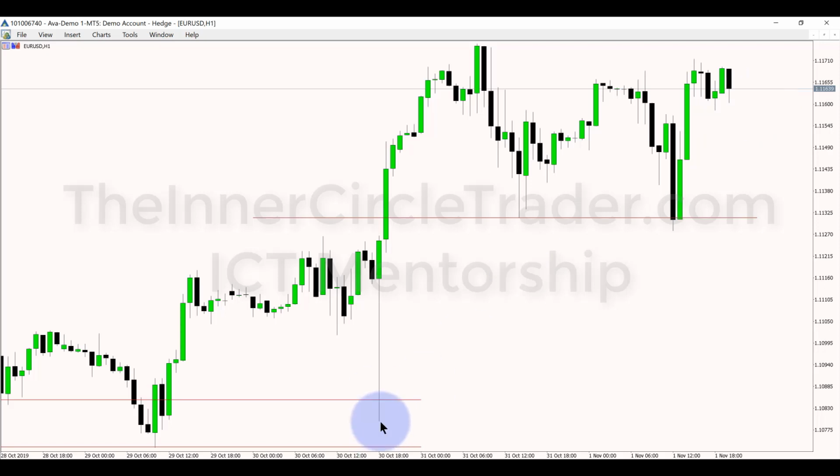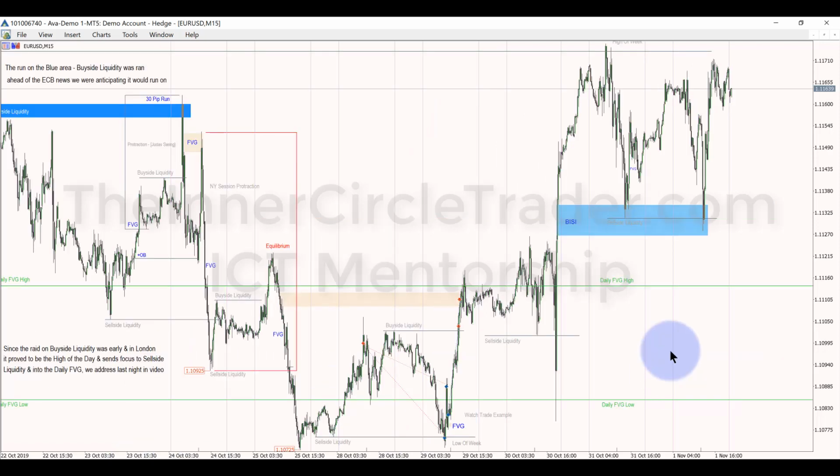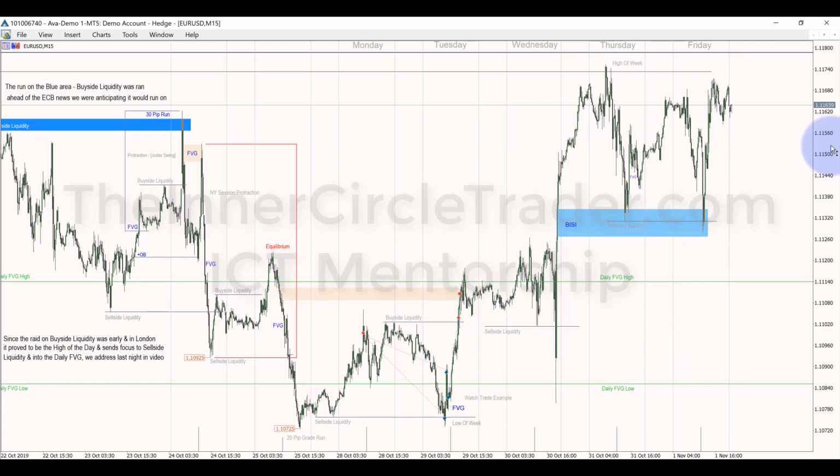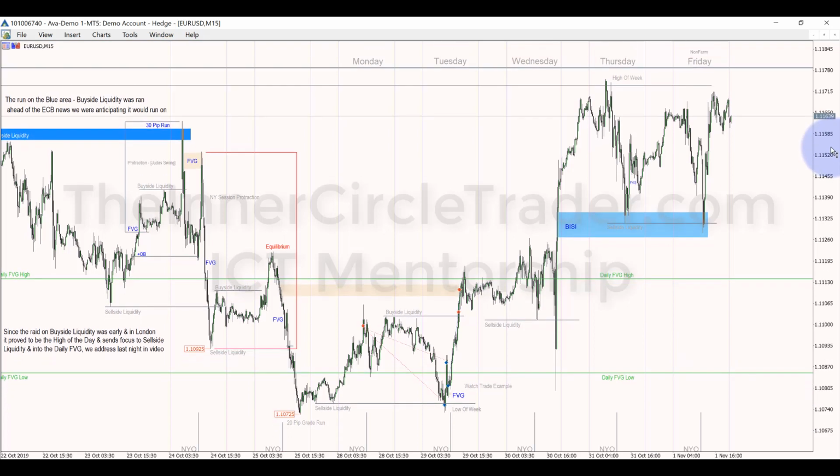Down in here, it basically almost went down to equilibrium between the wick high and the close of that daily candle on the daily chart. That's what these levels are, and it dipped down right into that. Really neat. I'm going to go over to the 15-minute time frame that has my notes and scrunch this up a little bit. All right, and there we are.